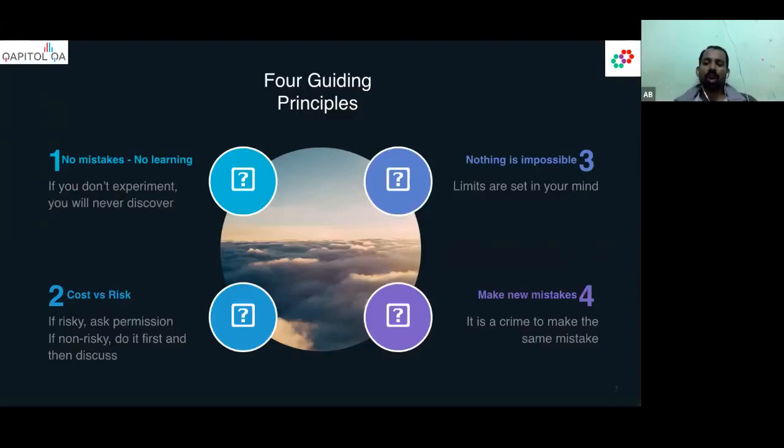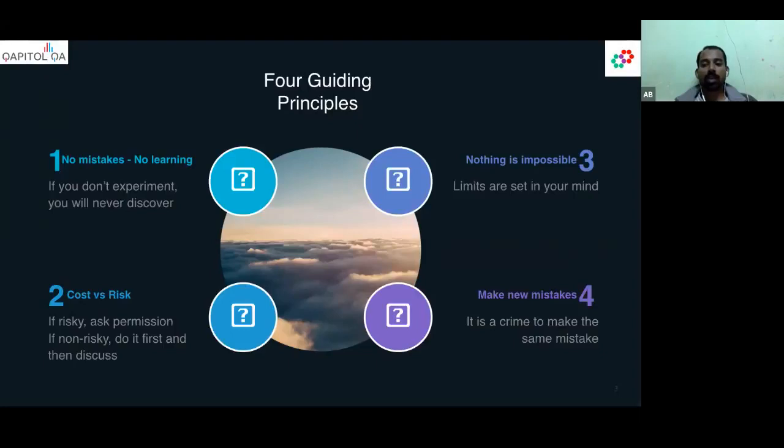But if it's non-risky, do it first and then you discuss, right? Then you discuss why there even existed an opportunity for someone to make this mistake. So that will be a good discussion later on, provided it's not a high risk or high cost mistake, right?